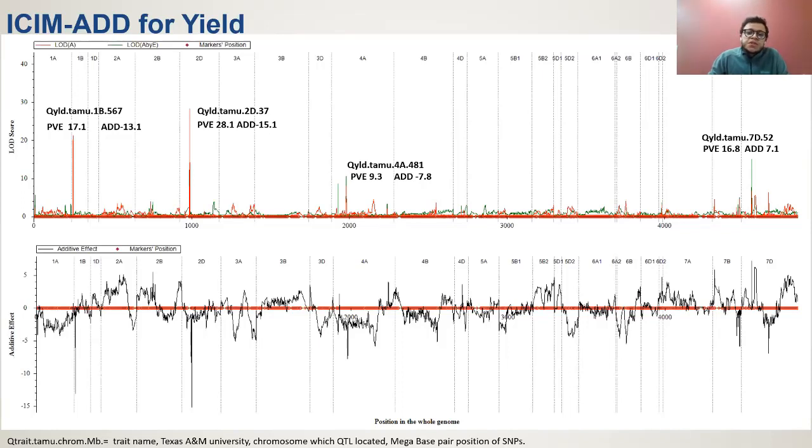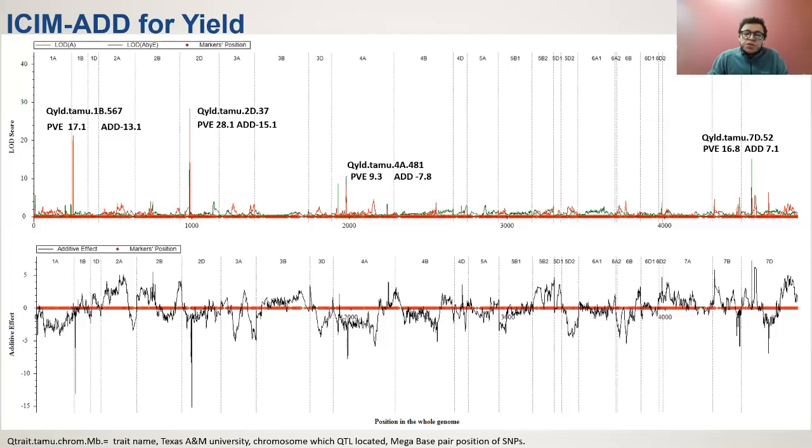So this figure is the composite interval mapping for additive effect for grain yield. We can see some peak locations. Those indicate our QTLs. On the figure, the red color means the additive effect, and the green color means the additive by environment effect. Also, the bottom figure tells us which parent contributes to our traits. If it is negative, the favorable allele comes from Gallagher. If it is positive, the allele comes from TAM 113.